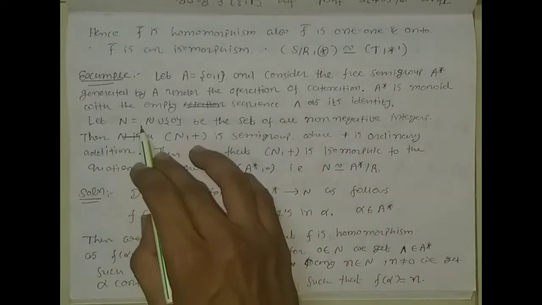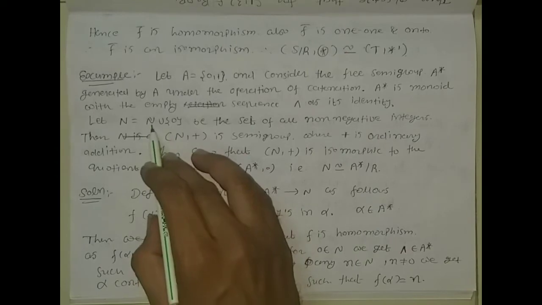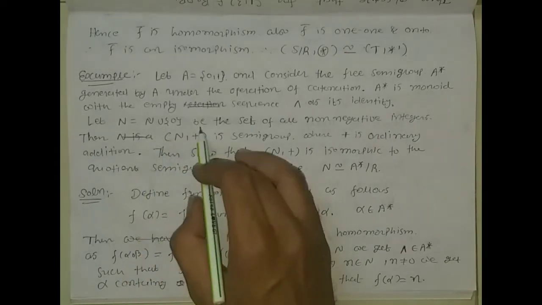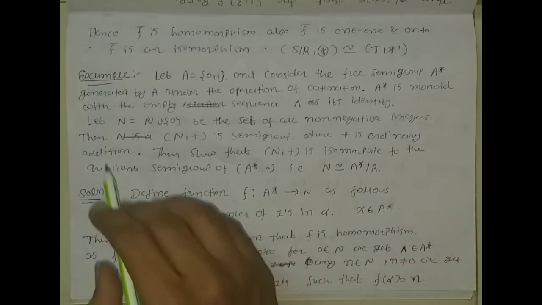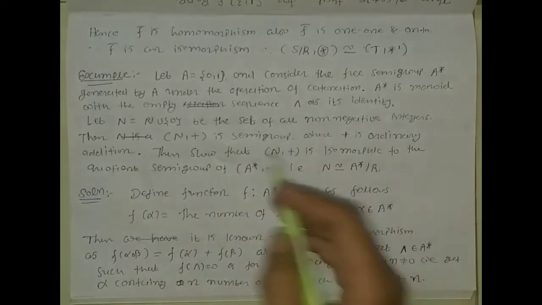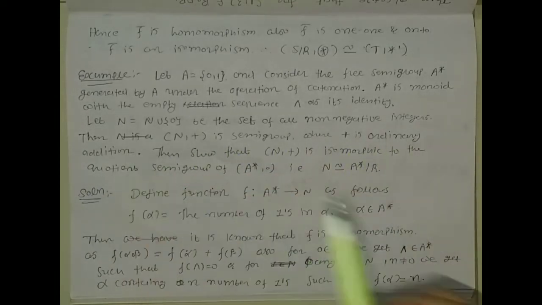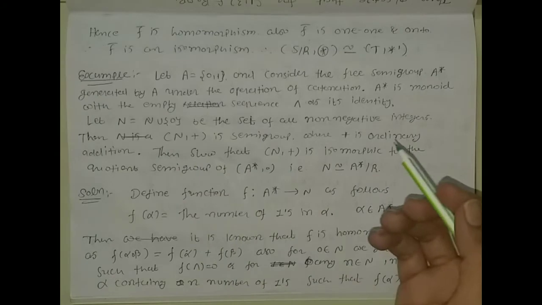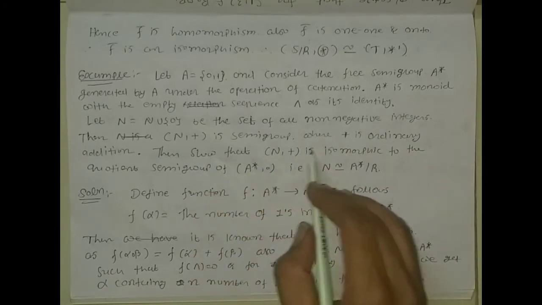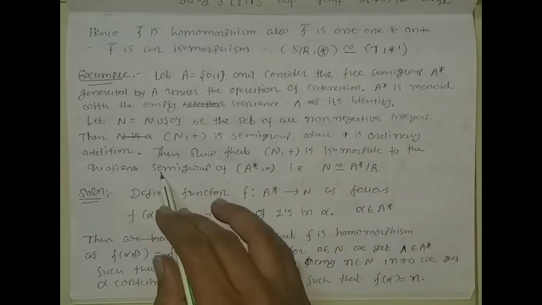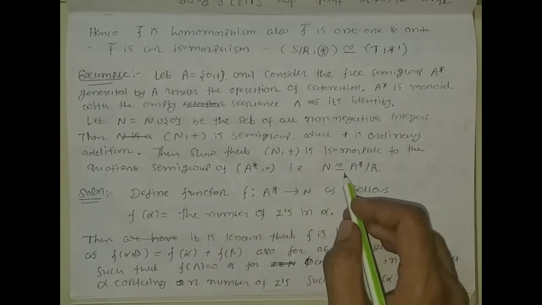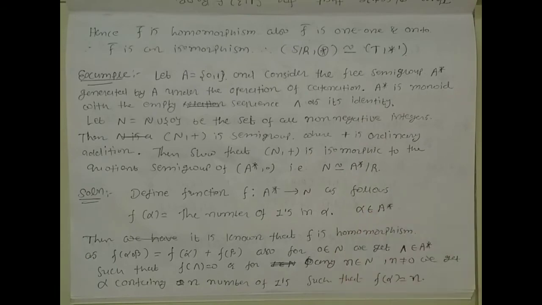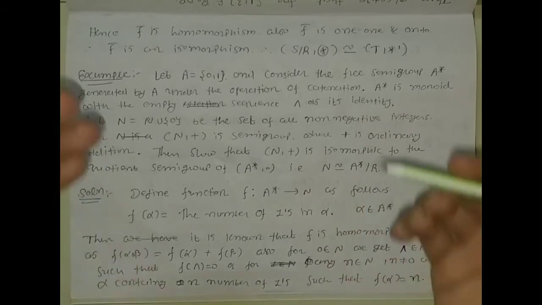Now let N be equal to the set of all natural numbers union 0, the set of all non-negative integers. Then N plus is a semigroup, where plus is the ordinary addition. It is known that N plus is a semigroup. Then N plus is isomorphic to a quotient semigroup of A star, that is, N is isomorphic to A star quotient R. So what is our aim?